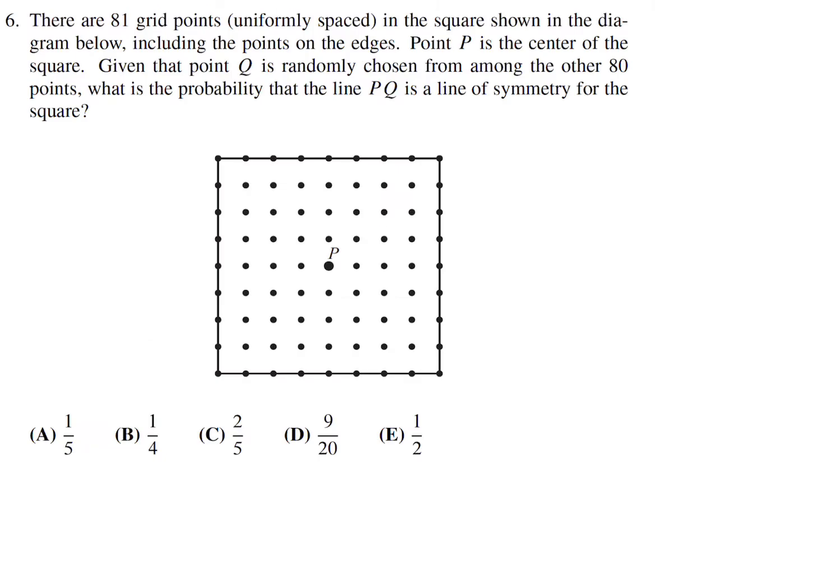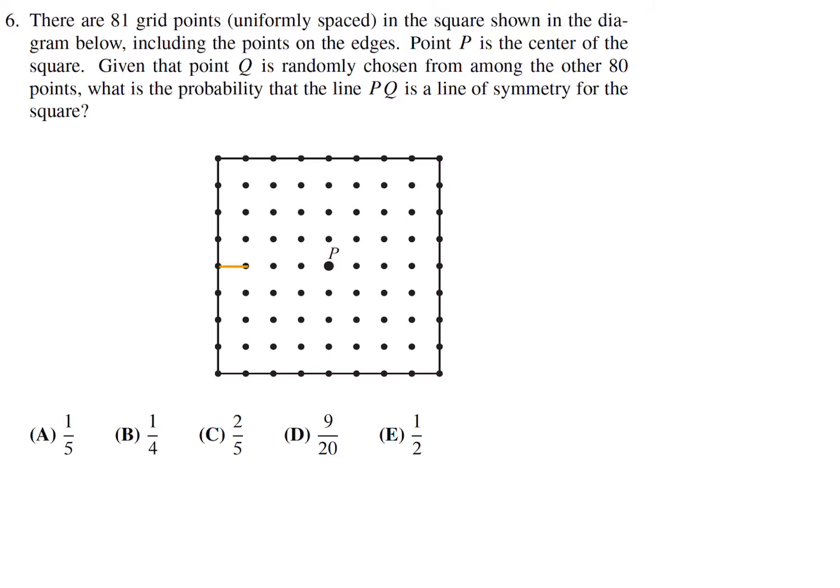There are 81 grid points uniformly spaced in the square shown in the diagram below, including the points on the edges. Point P is the center of the square. Given that point Q is randomly chosen from among the other 80 points, what is the probability that line PQ is a line of symmetry for the square?